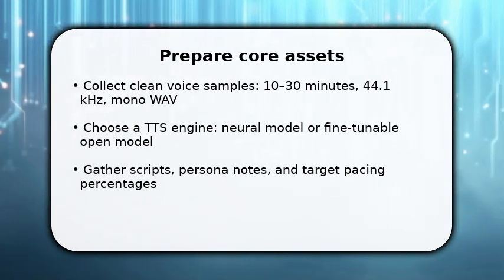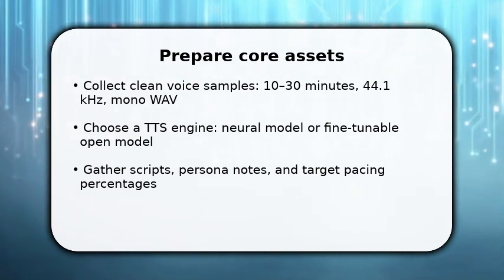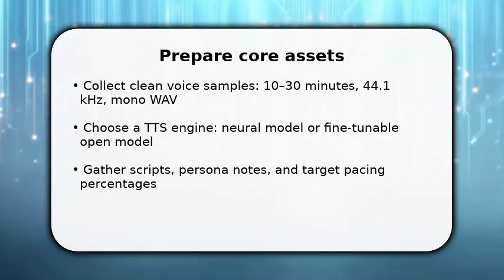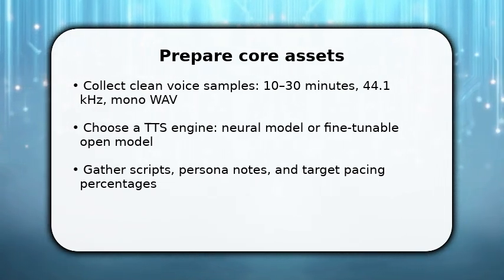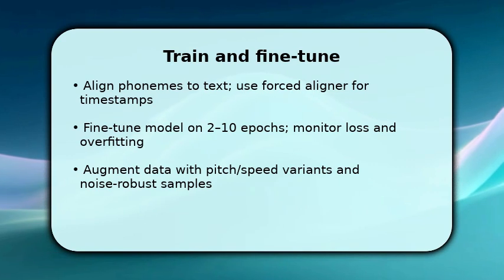Make sure to assemble sample scripts, persona descriptions, and pacing targets as percentages so you can measure output speed. You're now ready to split audio into aligned transcripts and standardize labeling for training. Next, align your cleaned audio to transcripts with a forced aligner so each phoneme and word has timestamps.